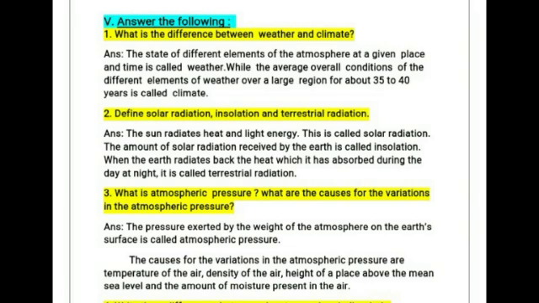Okay, next, define solar radiation, insolation and terrestrial radiation. So, the sun radiates the heat and the light energy. This is called solar radiation. And amount of solar radiation received by the earth is called insolation. And when the earth radiates back the heat which it has absorbed during the day, at night is called terrestrial radiation. Okay, so what is terrestrial radiation? The earth's surface absorbs maximum insolation during the day, and at night the heat which was absorbed during the day is radiated back.